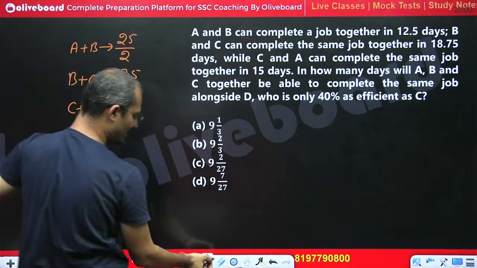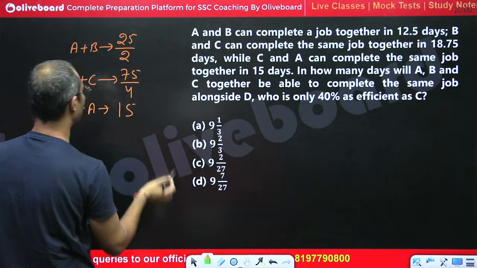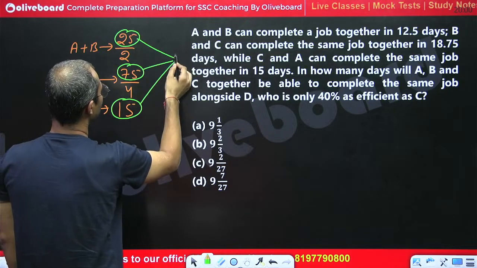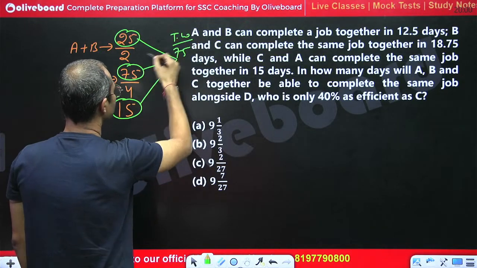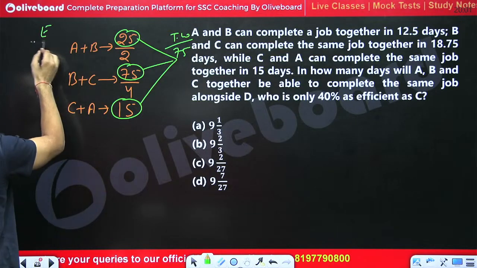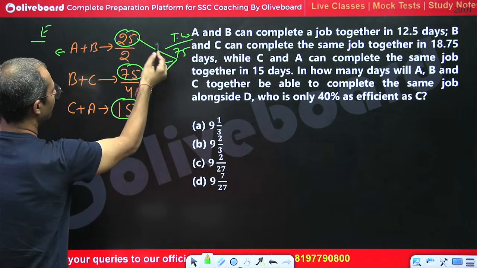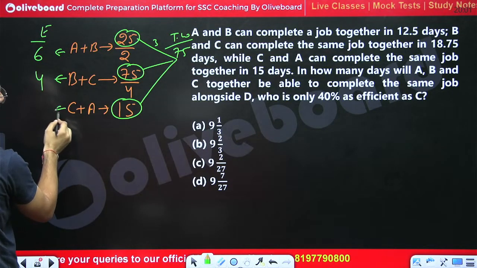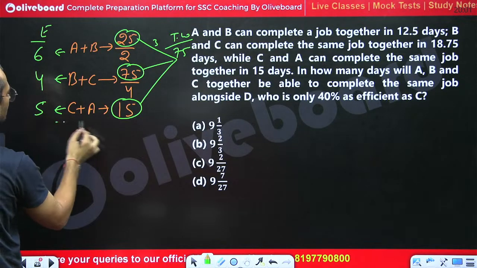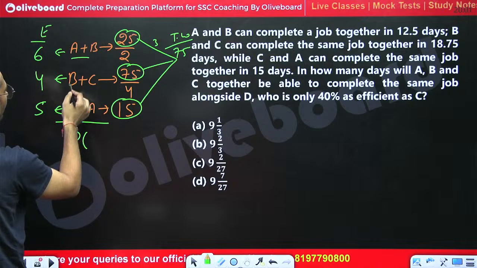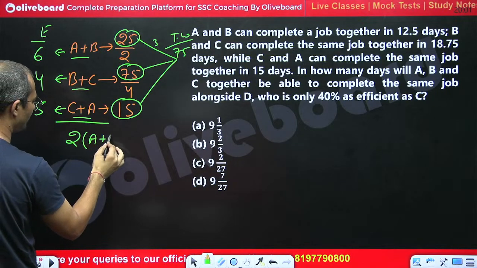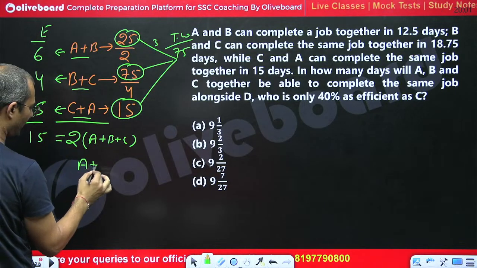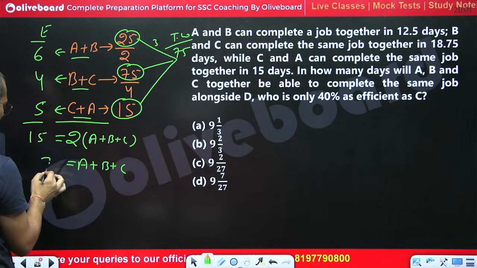Now we have to take the LCM. When we take the LCM of fractional values, we take the LCM of the numerators, right? So the LCM would be 75, the total work would be 75. So here we can calculate the efficiency. 75 divided by 25 by 2 is 6, right? So here we will get 4 and here we will get 5. So twice of A plus B plus C is equal to 15. So the efficiency of A plus B plus C would be equal to 7.5.